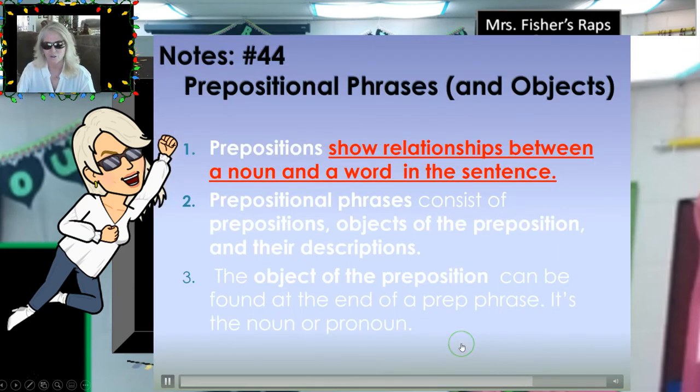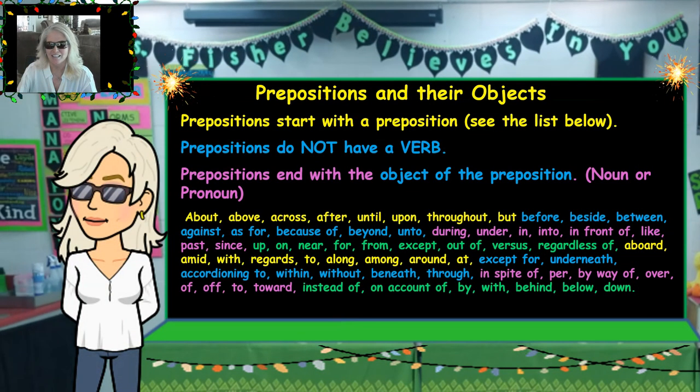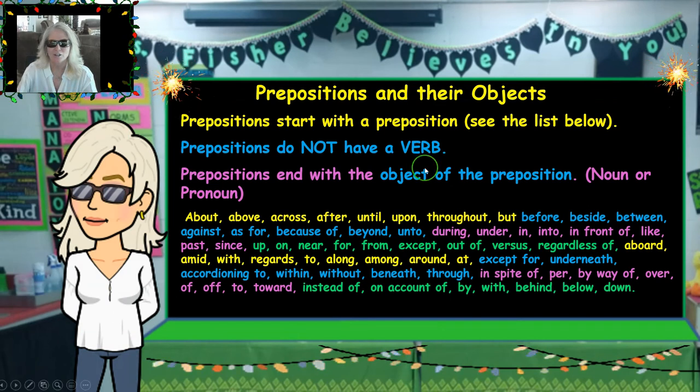All right, so the object of the preposition is that last word in the phrase. So prepositional phrases start with a preposition, they do not have a verb, and they end with the object of the preposition.